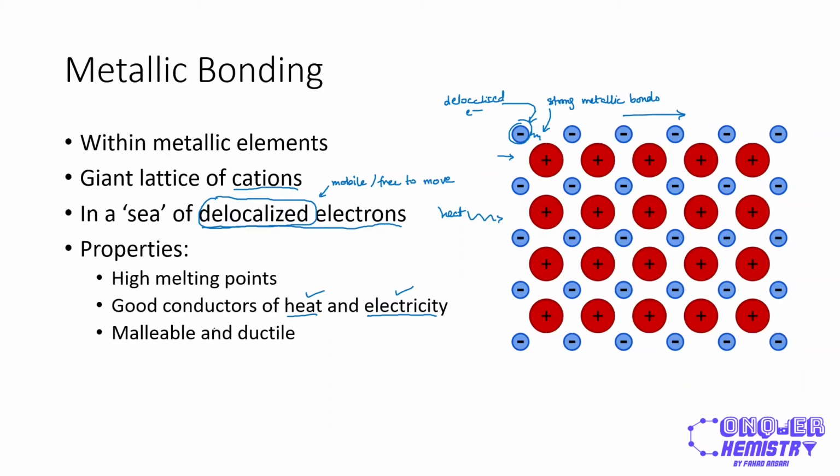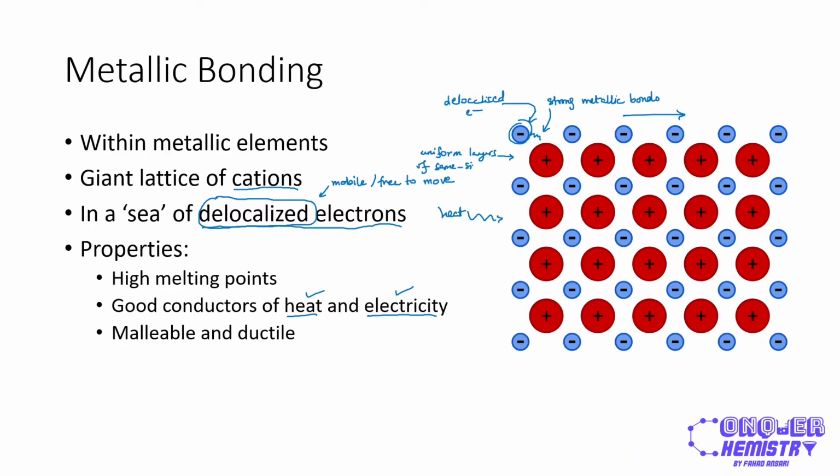And metals are also malleable and ductile. Now this has nothing to do with the delocalized electrons. This has more to do with the fact that you have a giant lattice of cations in a regular repeating pattern of positive ions. They're all of the same size, right? So you can see these are uniform layers of same-sized cations.